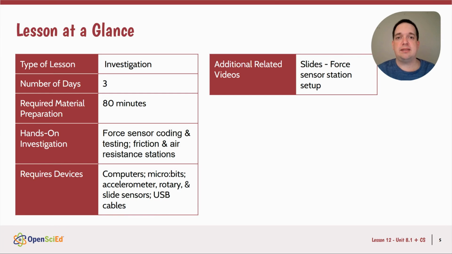It's a 3-day lesson. It's going to take about 80 minutes of preparation. A lot of that is building those force sensor systems. They're going to do some coding on days 1 and 2, and then there's a stations lab about friction and air resistance that they're going to do on day 3 that you'll have to set up for as well. Because students are coding, it's going to need their devices and the USB cables so they can download the code. It's going to use the microbits and 3 different kinds of sensors: accelerometers, rotary sensors, and slide sensors.